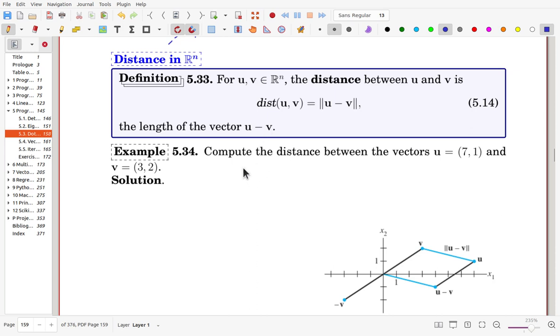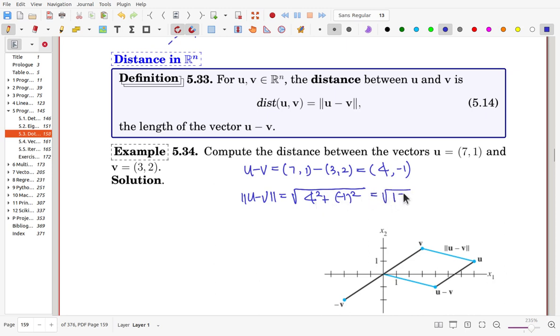First we form U minus V. U is (7, 1) and V is (3, 2), so the first component must be 4, and the second component must be minus 1. So the norm of U minus V, by using the definition of the norm, is the square root of the first component squared, 4 squared, plus the second component squared, which is the square root of 16 plus 1, which is 17. So the distance is square root of 17.